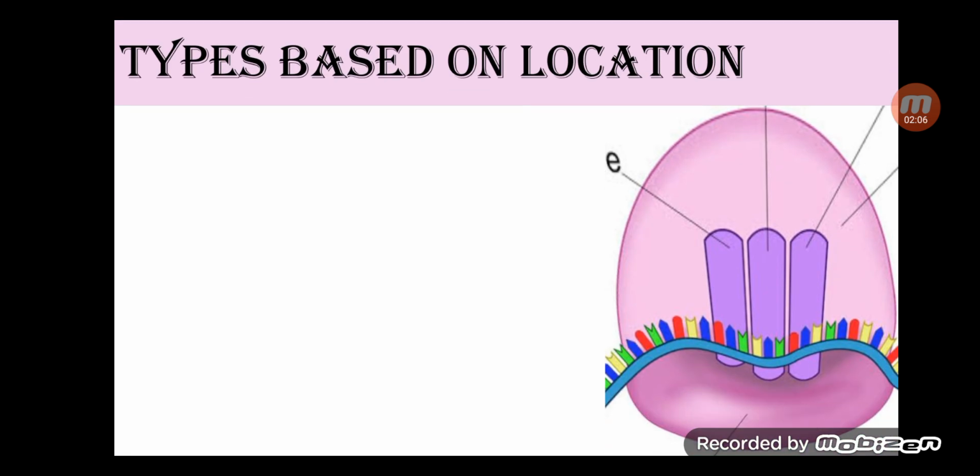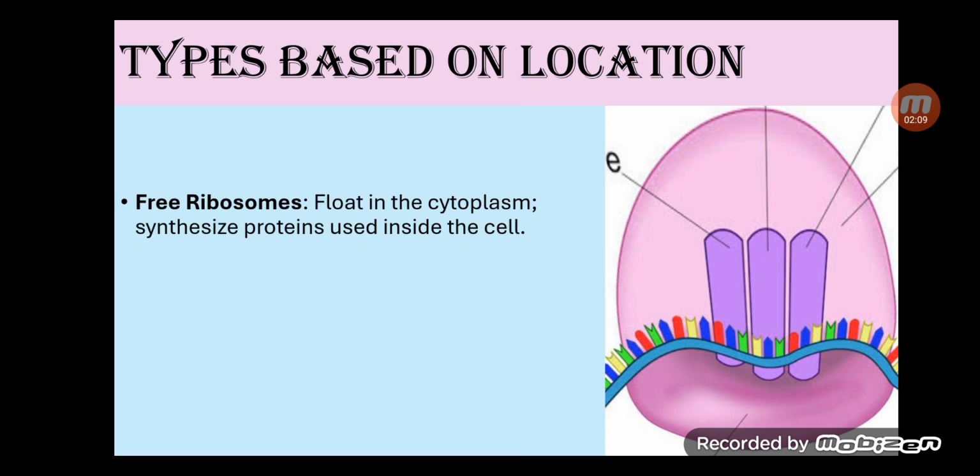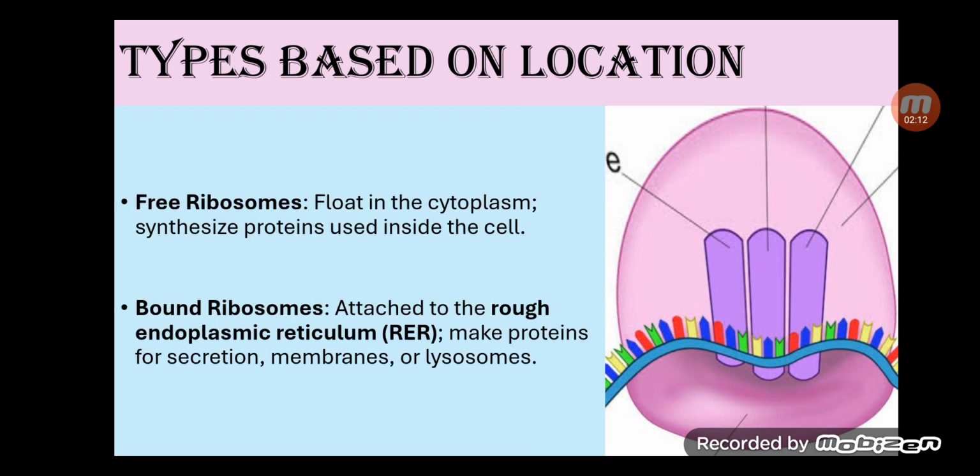So let's talk about types of ribosomes based on their location. There are two types: free ribosomes and bounded ribosomes. Free ribosomes float in cytoplasm and synthesize protein used inside the cell, while bounded ribosomes are attached to rough endoplasmic reticulum and make protein for secretion, membranes, or lysosomes. So the first one is free, that is present in cytoplasm, and bounded is attached to rough endoplasmic reticulum. The second thing is free ribosomes make protein for the cell itself, while the bounded ribosomes make protein for secretion, membranes, or lysosomes.